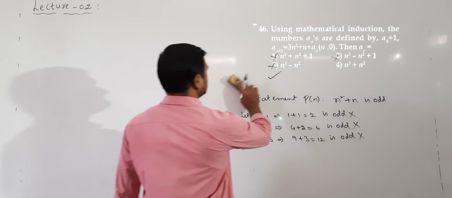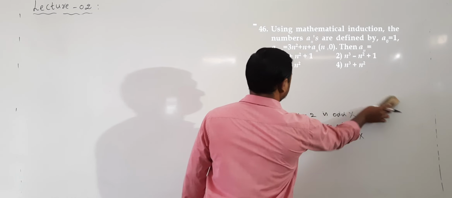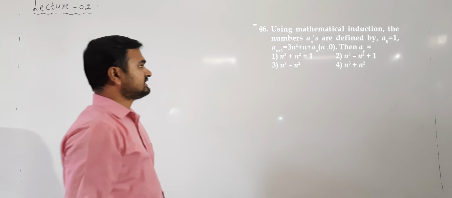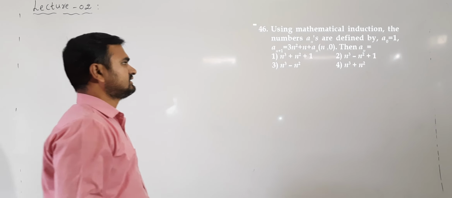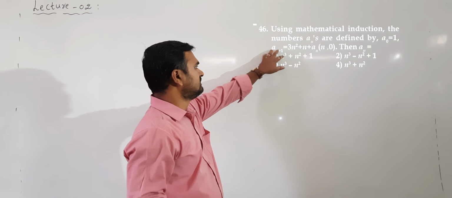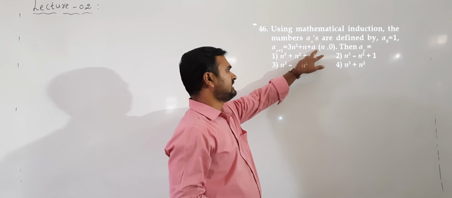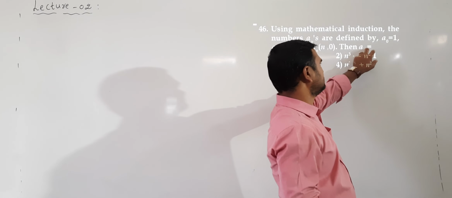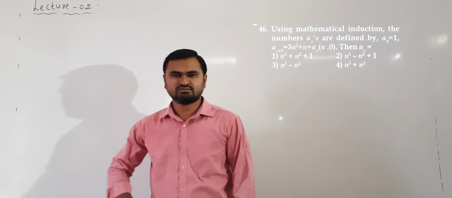Next, see 46. Using mathematical induction, the numbers a_n are defined by a0 is given as 1 and a_(n+1) is given as 3n squared plus n plus a_n, when n is greater than or equal to 0. Then what is the expression for a_n that we have to find?